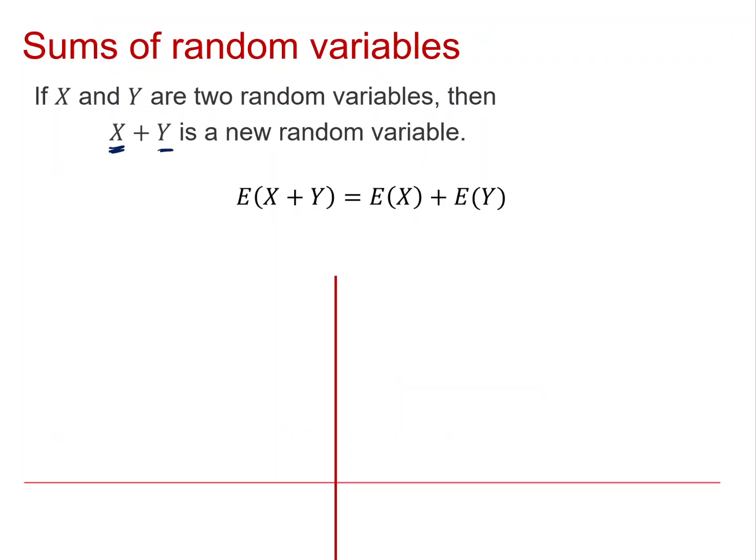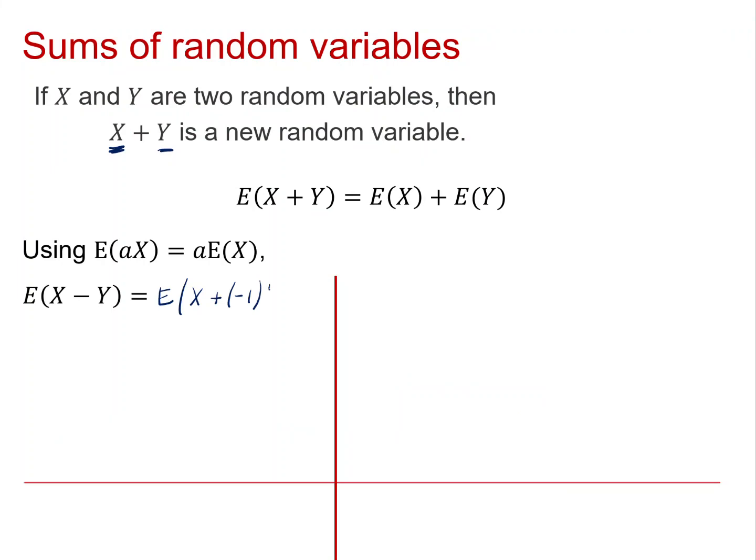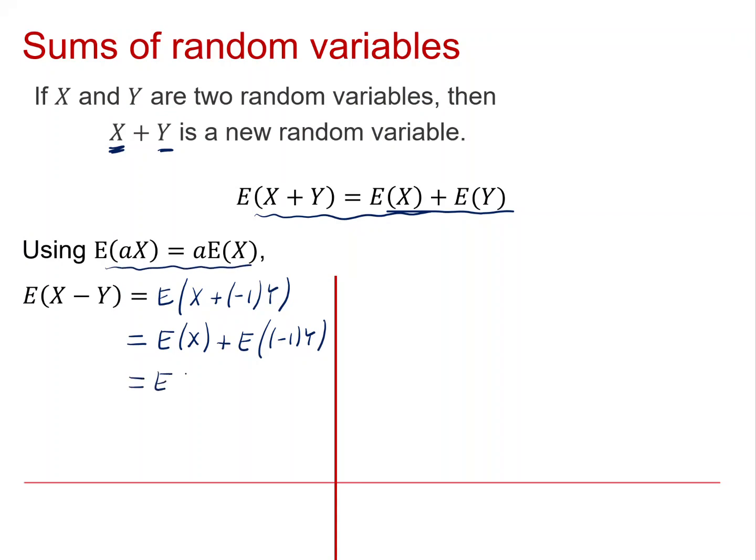As we would expect, the expected value of X plus Y is the expected value of X plus the expected value of Y. If we combine this with the result we found in the previous video, we can calculate the expected value of X minus Y, because the expected value of X minus Y is the expected value of X plus minus 1 times Y. So using this result, that is the expected value of X plus the expected value of minus 1 Y, which is equal to the expected value of X plus minus 1 lots of the expected value of Y, which again, as we would expect, is the expected value of X minus the expected value of Y.